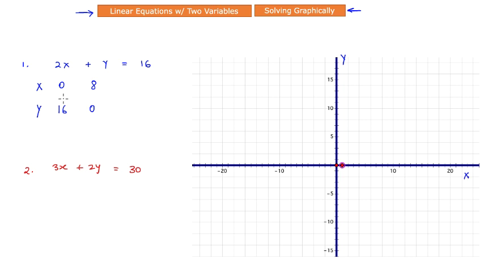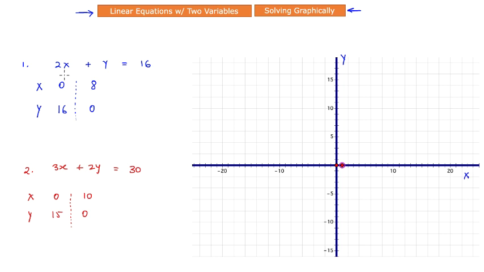Now that you have a pair of values, you have 2 points, and 2 points are enough to create a line. At the same time, for the second equation, I'll create that ordered pair. If I put x equal to 0, y has to be 15. And if I put y equal to 0, then x has to be 10. Now you have an ordered pair of values for x and y for your equation 2.